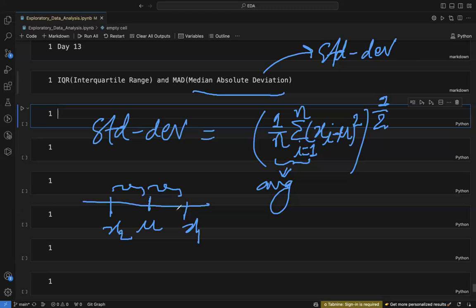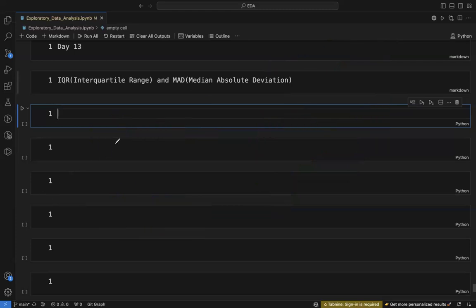So along similar lines, let's understand what is median absolute deviation. Let's say given a bunch of numbers, let's assume this point to be my median value. Earlier I was taking this point as the mean in the case of standard deviation. Now I'm taking this point as my median.